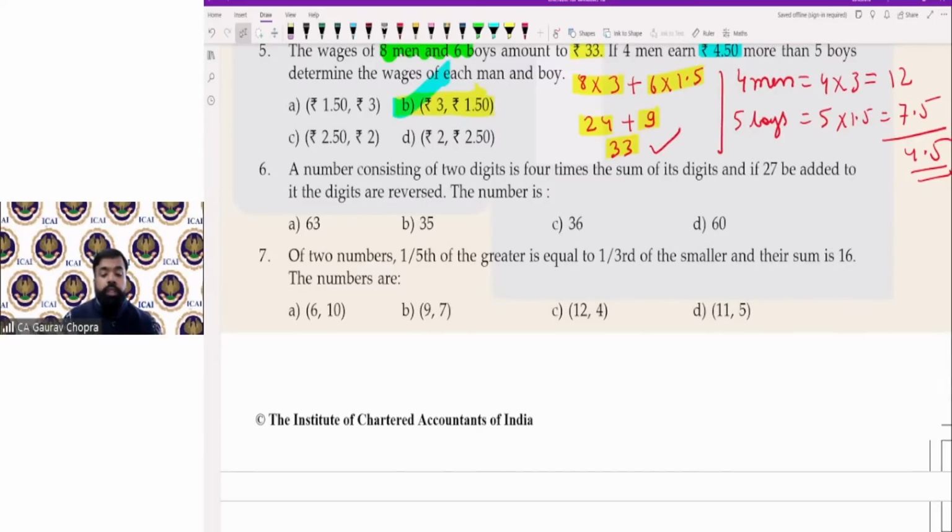So all the numbers are 2 digit. Now add them. 6 plus 3 is 9. Take 4 times of it, it is 36. But option number A is 63. Incorrect. 36 is correct, that means you can check option number C. 3 plus 6 is 9 and 4 times of 9 is 36. Therefore, C option will be correct.